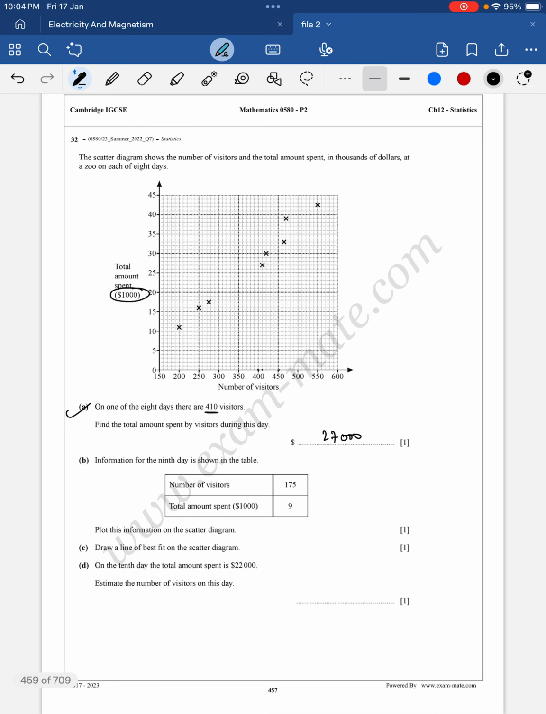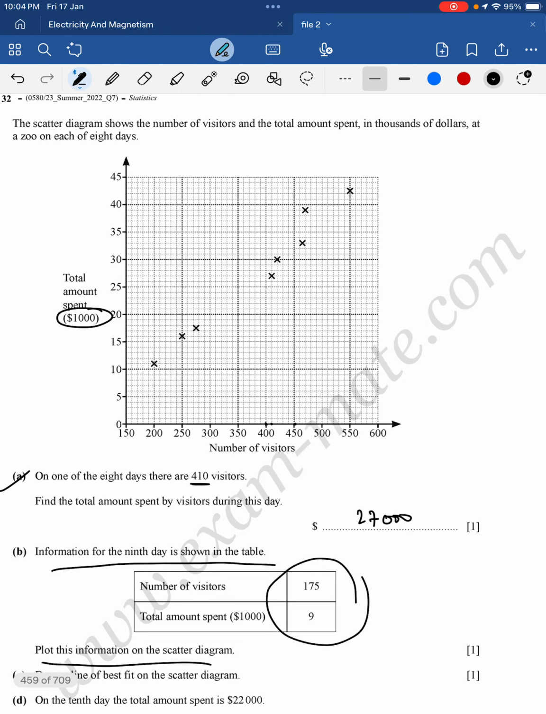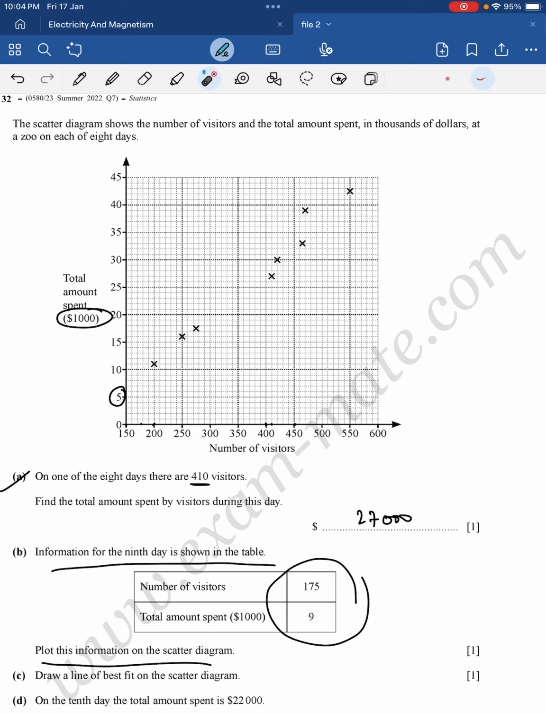Part B is information for the 9 days shown in the table. Plot this information in the scatter diagram. So 175 visitors: there's 150, there's 200, so in between is 175. So 175 and 9. We'll go vertically. We have this 5 over here, and this is 5, 6, 7, 8, 9. So 175 and 9 will be somewhere here. We'll plot it out.